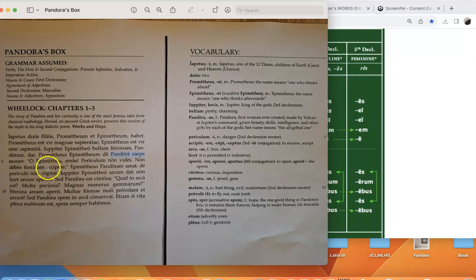And what does he say? He says, oh, Epimetheus, literally, you are erring. In other words, you're making a mistake.